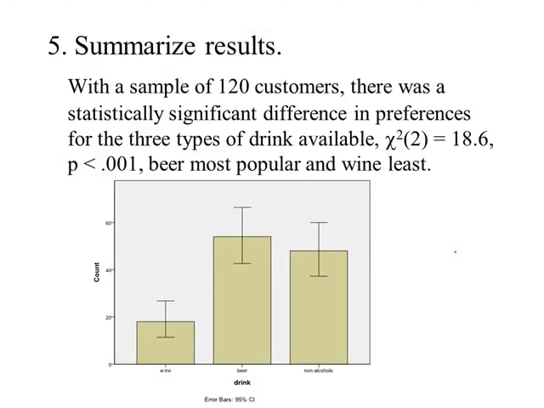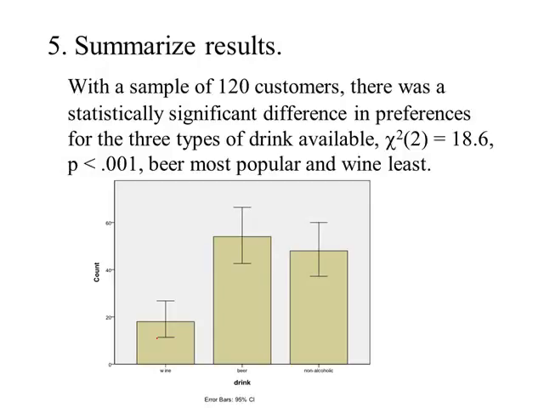So with our sample of 120 customers, there was a statistically significant difference in preference for the 3 types of drink available. And we know that because our p was less than 0.05. For a chi-square of 2 degrees of freedom is 18.6. P was less than 0.001. And we can see that beer was the most popular choice and wine was the least popular choice.